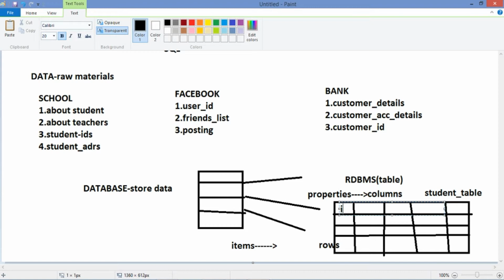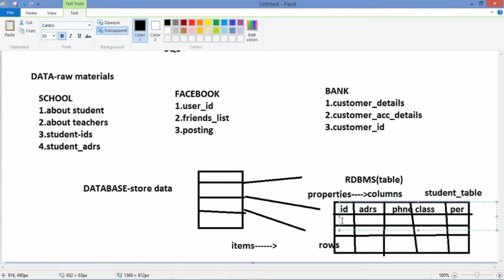First property, let us take student ID. Second property, let us take student address. Third property, let us take student phone number. Fourth property, let us take student class detail. And fifth property, let us take student percentage. That's it. So this is all about the columns of the student table.